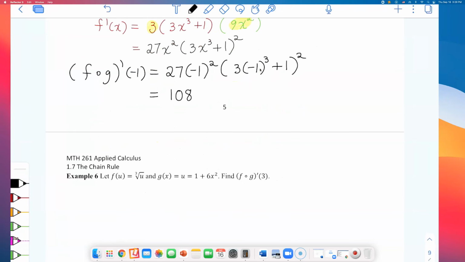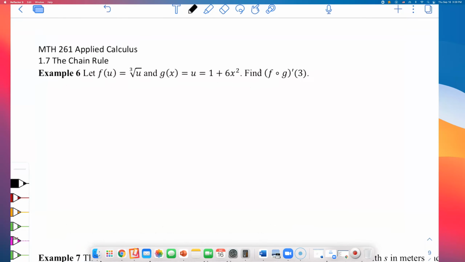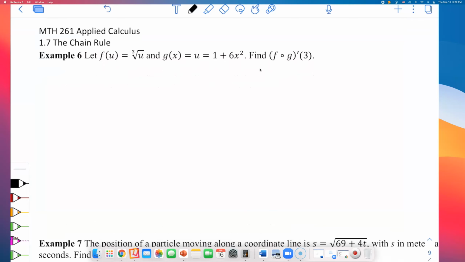How about I do another one in this video? How about example 6? A very similar problem. Let f of u equal cube root of u. And let g of x be u, and u is 1 plus 6x squared. Same exact thing. They're asking you to find the composite function, put g into f, take that derivative, and lastly plug in 3. So, all right, I'll go ahead and write down what f of u is first.